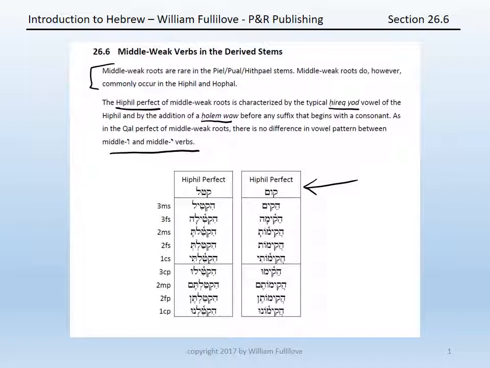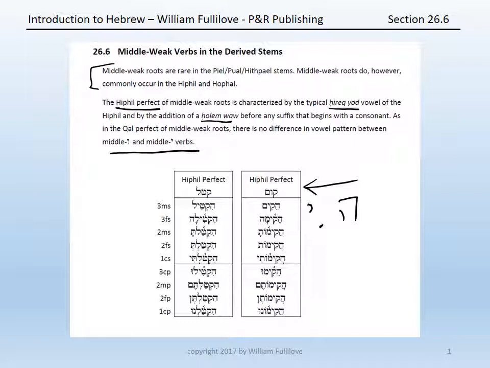Heqim, heqima, heqimota, heqimot, heqimoti, heqimu, heqimotem, heqimoten, heqimonu. The tip-offs that a middle weak verb is in the Hiphil are the prefixed he that you would expect in a Hiphil perfect and the Hireq Yod vowel that you would expect in a Hiphil perfect.